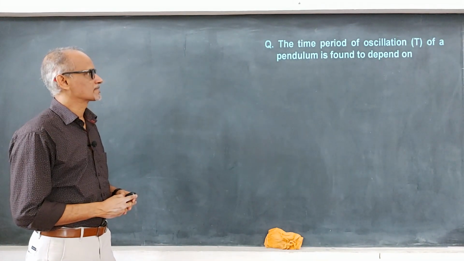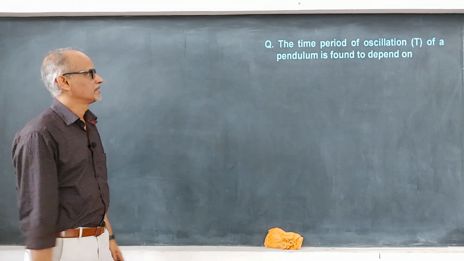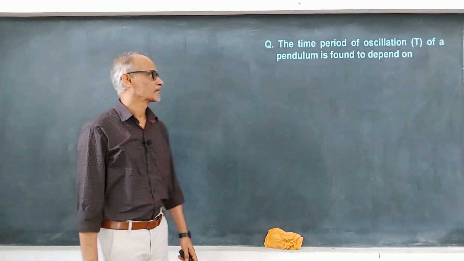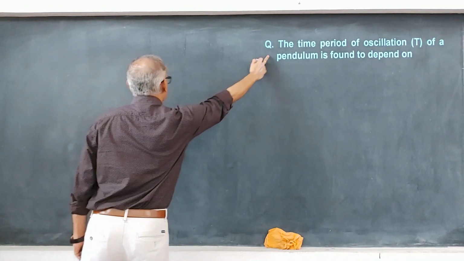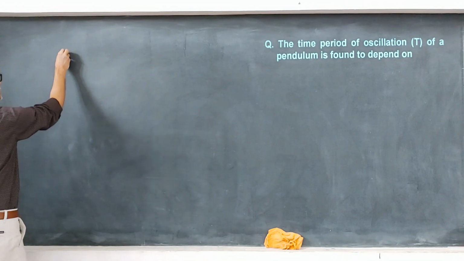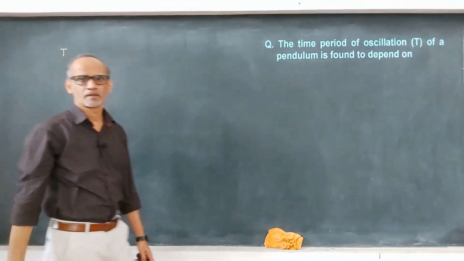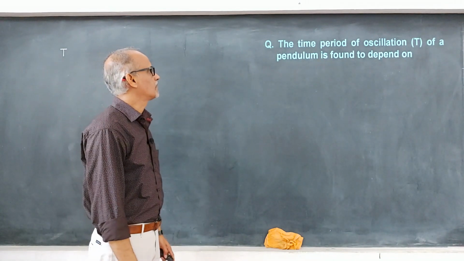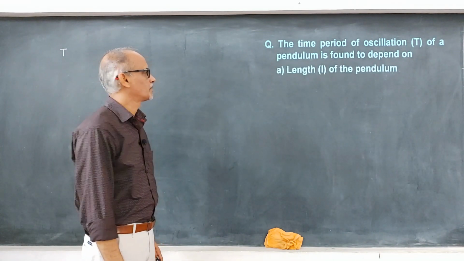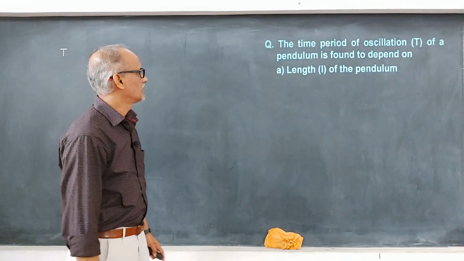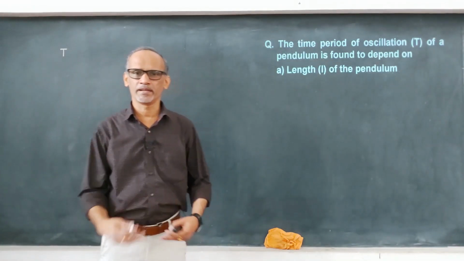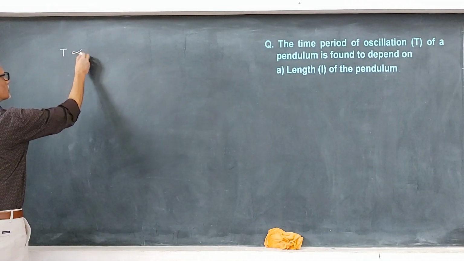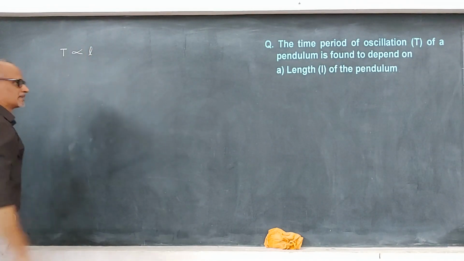The time period of oscillation T of a pendulum is found to depend on. So, they have given there is a quantity called time period. So, whenever they give such a quantity, do write like this, the given T, okay, right, T given quantity, found to depend on, option A they have given, what, length of the pendulum. So, since it is dependent, write directly proportional to, this is the symbol L, L means length.